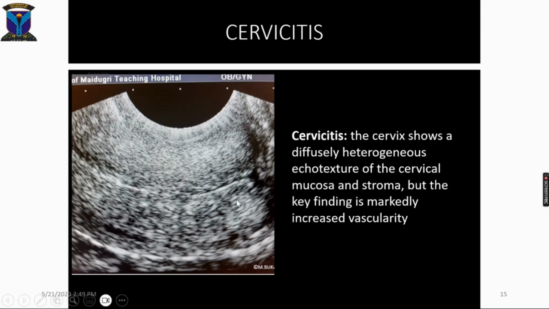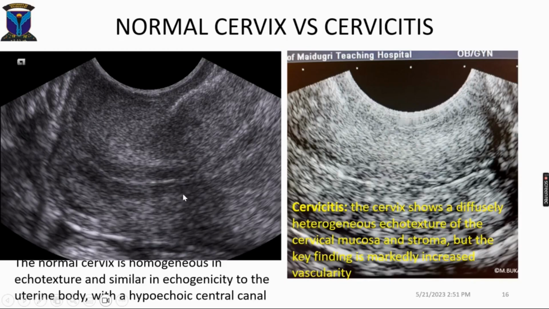So it's not only in cases of cervical cancer that there's increased vascularity. The key finding also in cervicitis is markedly increased vascularity. This is comparing a normal cervix, which is homogeneous in echotexture, with a case of cervicitis which is heterogeneous in echotexture.